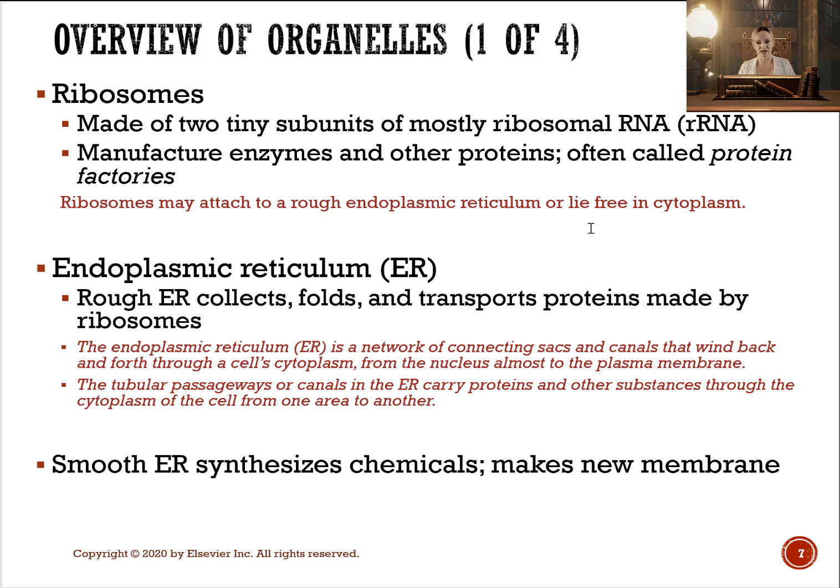The endoplasmic reticulum is a network of connecting sacs and canals that wind back and forth through the cell cytoplasm from the nucleus, almost to the plasma membrane. The tubular passageways or canals in the endoplasmic reticulum carry proteins and other substances through the cytoplasm of the cell from one area to another. Then we also have smooth endoplasmic reticulum. This synthesizes chemicals and it makes new membrane.